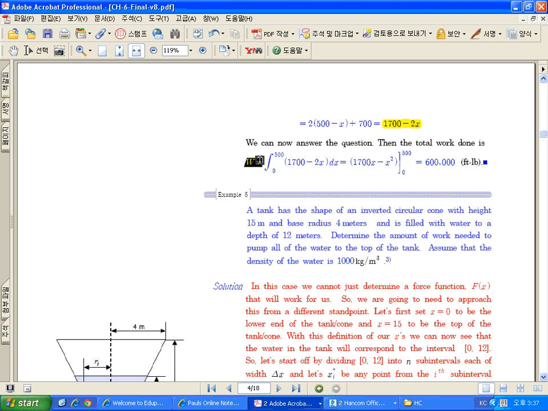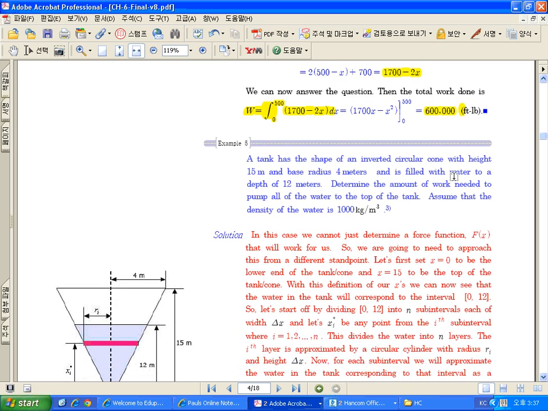So work can be found as the integral of f of x dx, from 0 to 500, from bottom to the top. All we have to do is find the integral of 1,700 minus 2x from 0 to 500 with respect to x. That's just 1,700x minus x squared from 0 to 500, which is about 60,000 pounds.